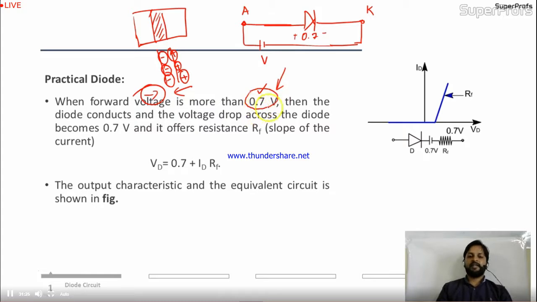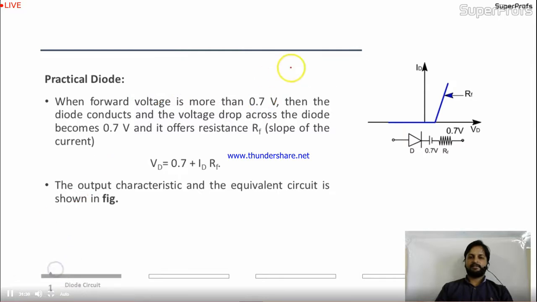So 0.7 is the cut-in voltage. What is the meaning of this cut-in voltage? Friends, the 0.7 cut-in voltage means if you are considering the diode and applying the voltage from 0, 0.1, 0.2, the diode will not work, up to 0.7 it will not work, and at exactly 0.7, it will start to work. And I told you, in the forward direction the resistance will be minimum, it will act like a short circuit, but that is the characteristic of the ideal diode.